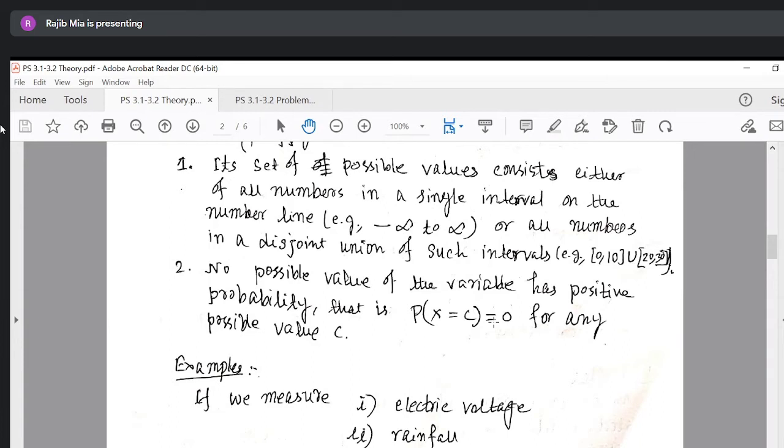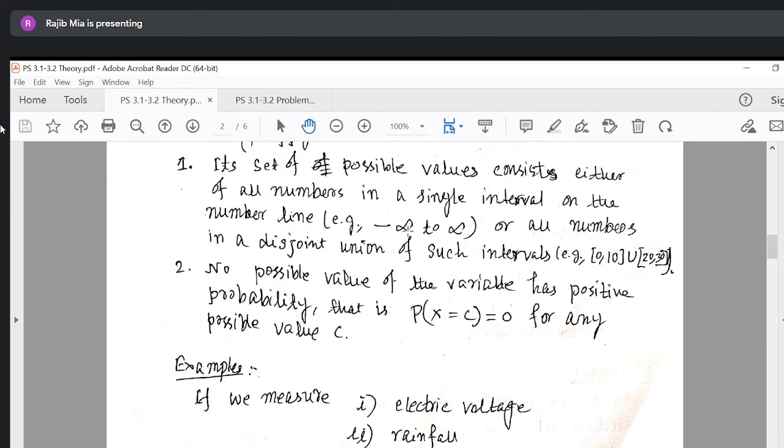Examples of continuous random variables are electric voltage, rainfall, or height. Or temperature, the measure of temperature on a particular day. Suppose the temperature lies between 30 to 35. So the temperature may be any value between 30 and 35. There are so many values between 30 and 35. That is an example of a continuous random variable.